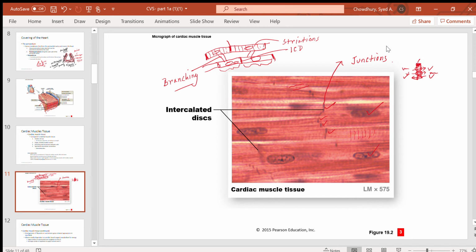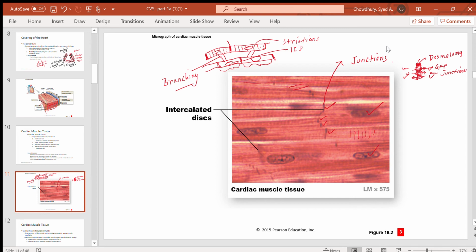And then these are very strong attachments. These are called the desmosomes. Okay, so remember, desmosomes hold the fibers very strongly together, and gap junctions allow the ions to quickly move from one fiber to another. So these are two types of junctions we see in the intercalated disc, and because of these two types of junctions, the cells are very strongly connected to each other, right?